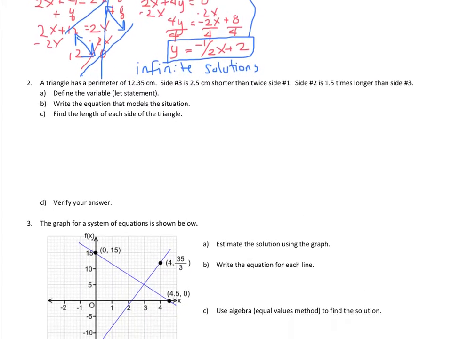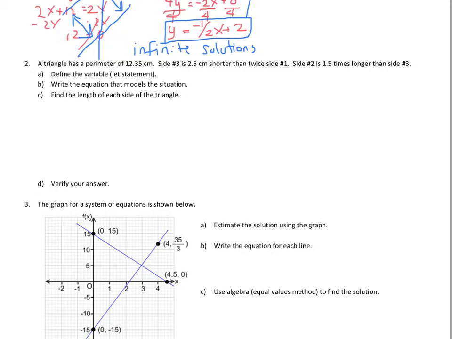If we scroll down to 2, we see that it says a triangle has a perimeter of 12.35 centimeters. Side 3 is 2.5 centimeters shorter than twice side number 1, and side 2 is 1.5 times longer than side 3. A says define the variable, or the let statement. B says write the equation that models the situation. And C says find the length of each side of the triangle.